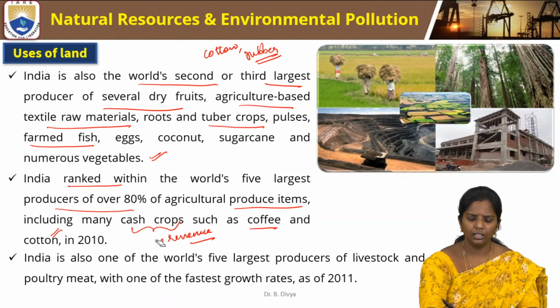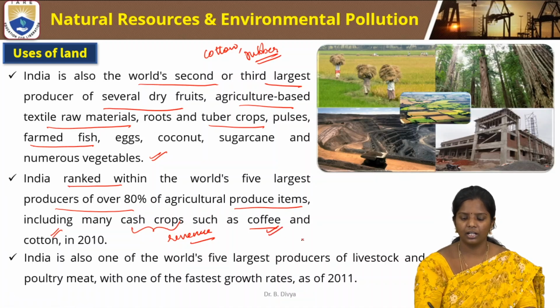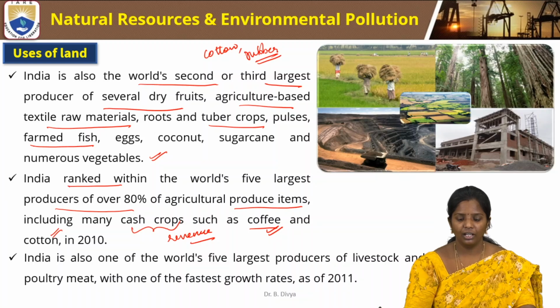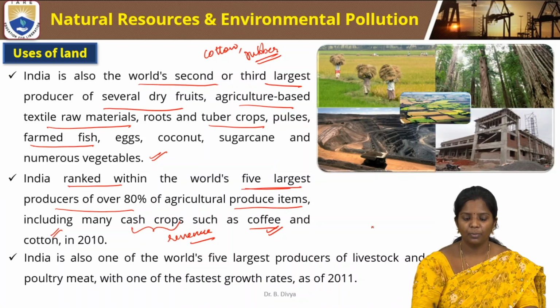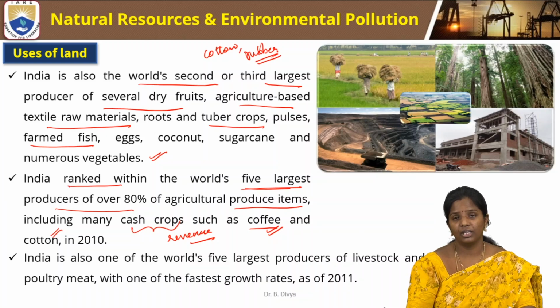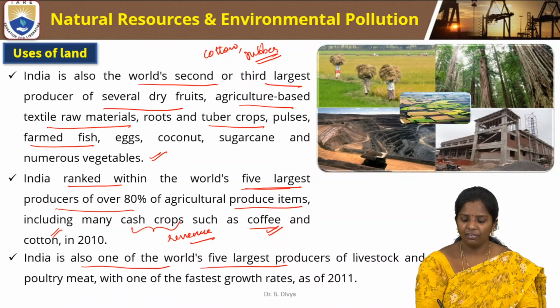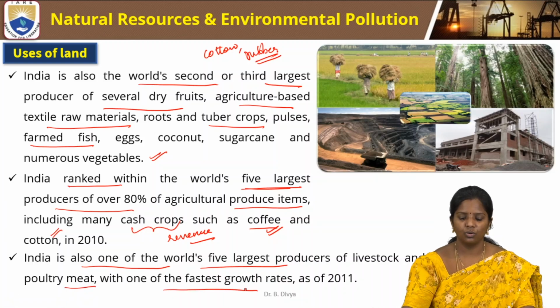So these are the most widely used because in Western countries, if we see coffee, they have coffee for every 1 to 2 hours. So cotton is also used for many of the textile purposes. So we have ranked among the 5 largest producers for about 80% of the items from India. So India is one of the world's 5 largest producers for the livestock and poultry meat, with one of the fastest growing growth rates as of 2011. So as per the data available in 2011, India is standing among the 5 largest producers of livestock and also fresh meat.